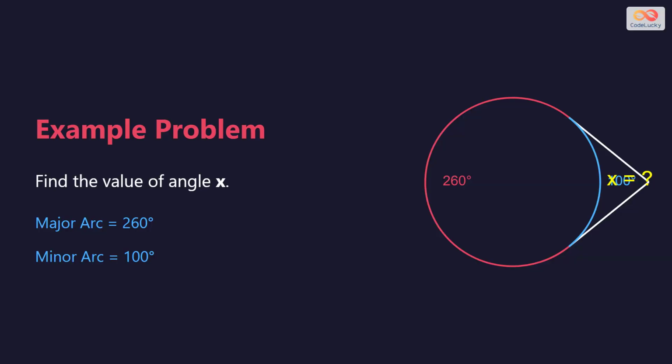Let's apply this to a problem. We need to find the value of angle x. We are given that the major arc measures 260 degrees and the minor arc measures 100 degrees.